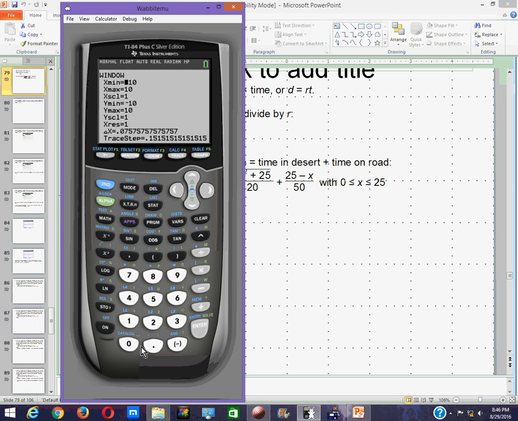For the x-min, let's go ahead and make it 0. For the x-max, let's go slightly bigger than 25, I don't know, 30, and let's have our scale be 5. The y-min doesn't need to be negative, so let's say 0, and just to have fun with it, let's say 25 for the y-max, with a y-scale of 5. So quit this, second calc, minimum. Left bound is supposed to be 0, right bound is supposed to be 25. Guess 25, sure, why not? Okay, and there's our answer.